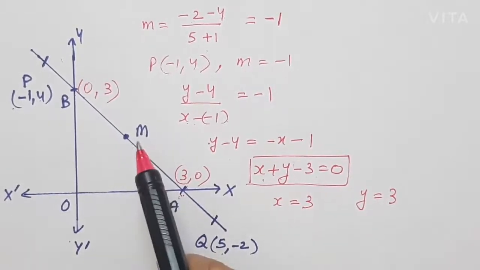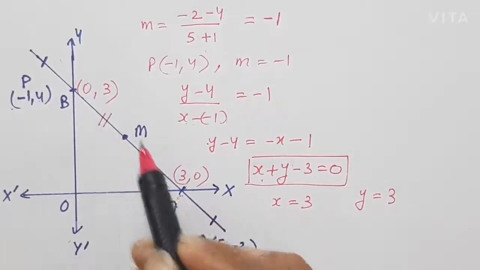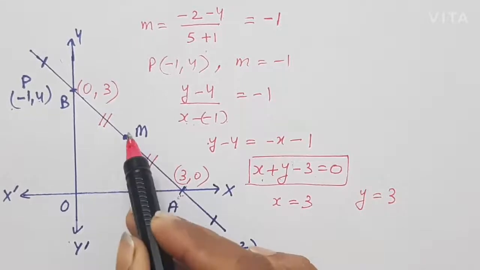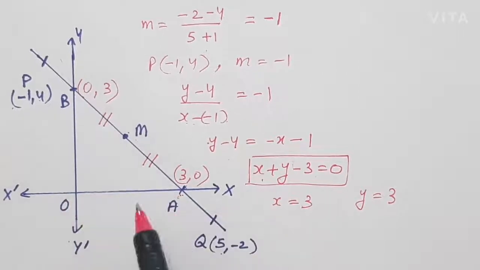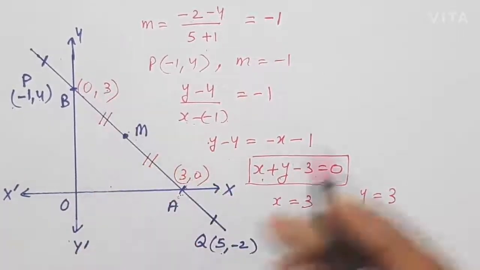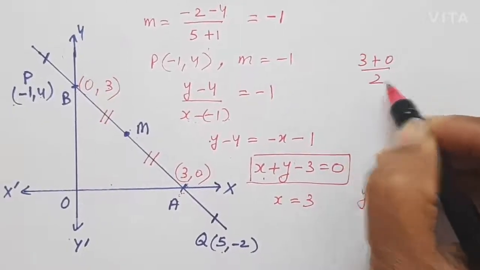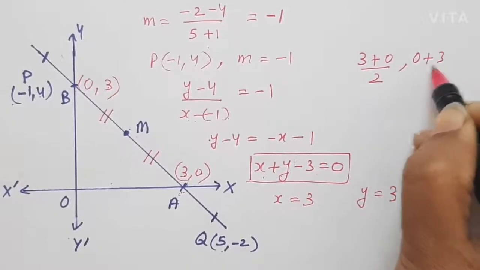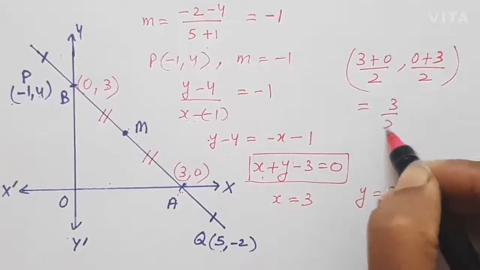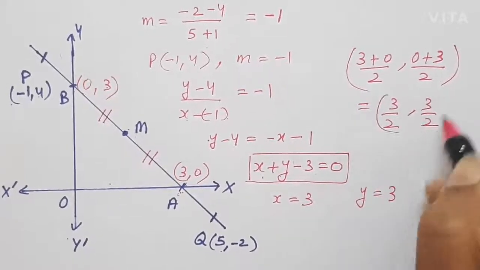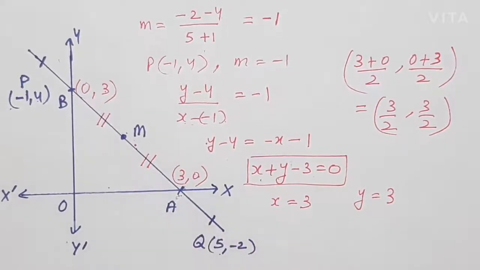Now, let us find the coordinates of M here. Since M is the midpoint of AB, therefore, the coordinates of M are ((x1 plus x2) by 2, (y1 plus y2) by 2). That is (3 plus 0) by 2 and (0 plus 3) by 2. So what is the answer? That is 3 by 2 and 3 by 2. So these are the coordinates of M. I hope it is clear to everyone now.